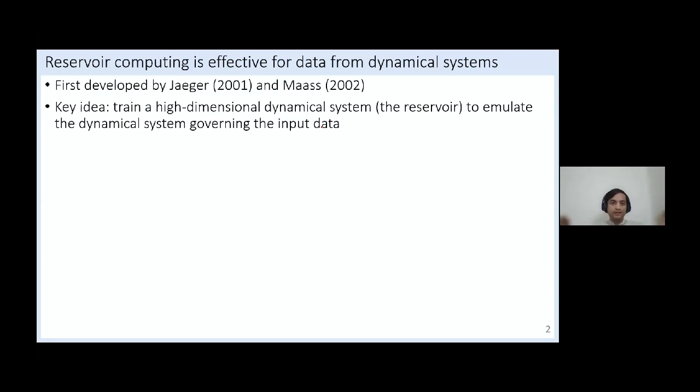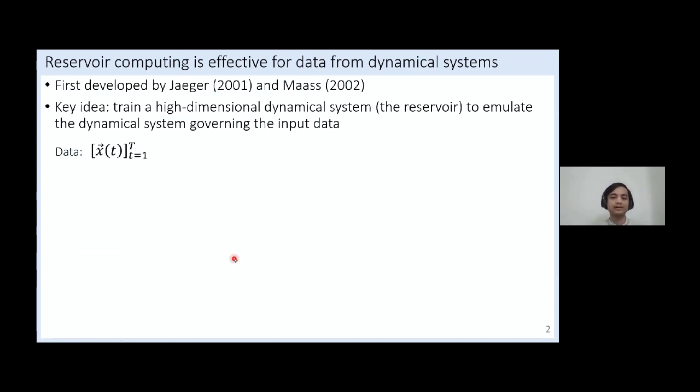Reservoir computing was first developed kind of independently by Jaeger and Maas around 2001, 2002. And they're also known by other names such as liquid state machines, echo state networks, and other things. But the essential thing is that they're very, very effective when working on data from dynamical systems. And the key idea is to train a high dimensional dynamical system, which is the reservoir, to emulate the dynamical system that is governing the input data.